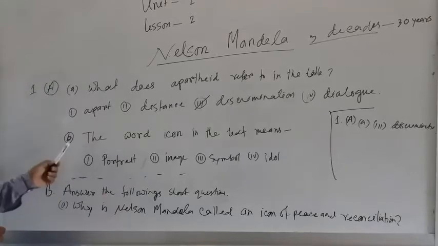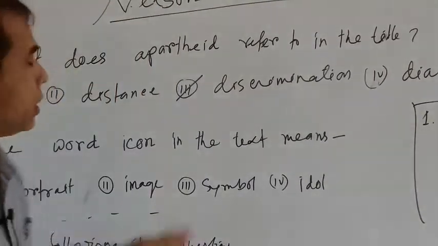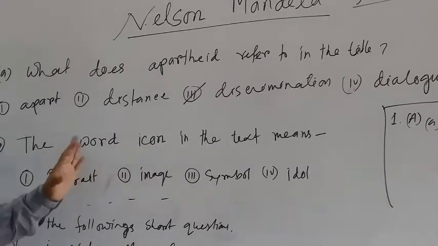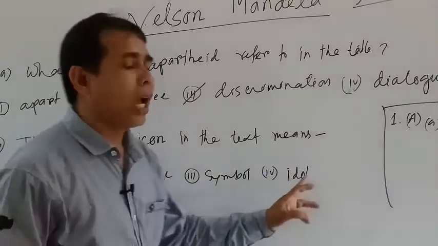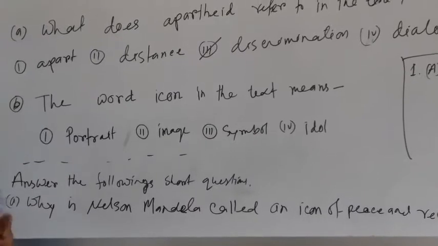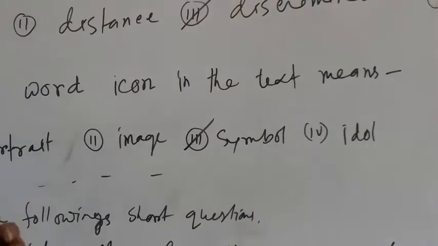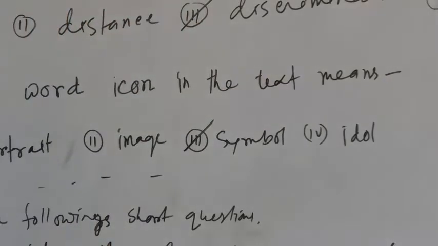Now question B, the word icon in the text means. In this text, we have also come to know what an icon is. So what does icon mean? Icon means portrait, image, symbol or idol. Nelson Mandela is called an icon of peace and reconciliation. Now here, what does icon mean? Here icon means symbol. He is a pioneer, a great symbol. It means a symbol of justice or peace or anything.